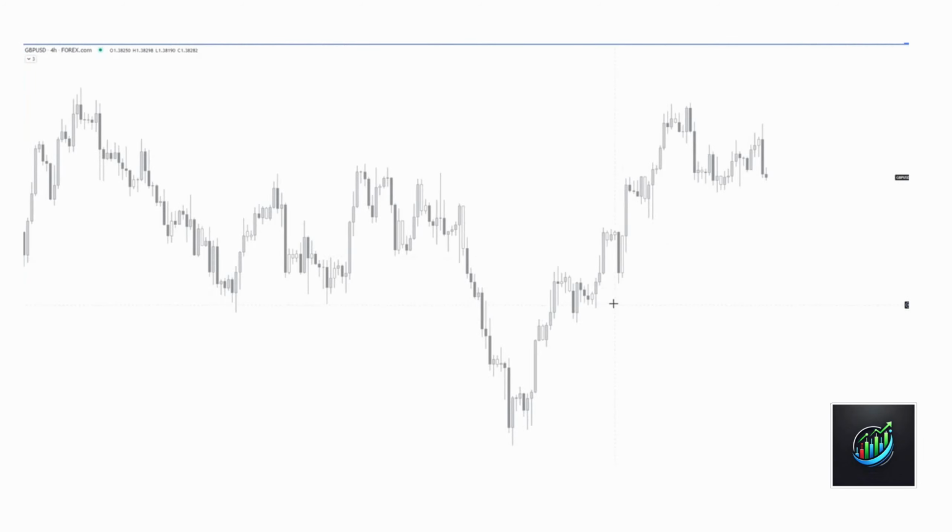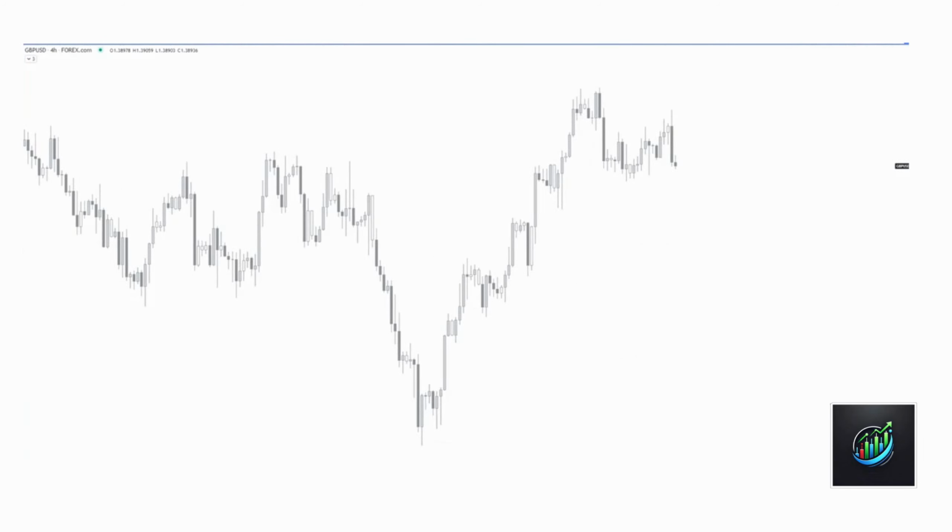So one more thing we'll do is just look at a completely different example. We're going to look at this bit of price action.